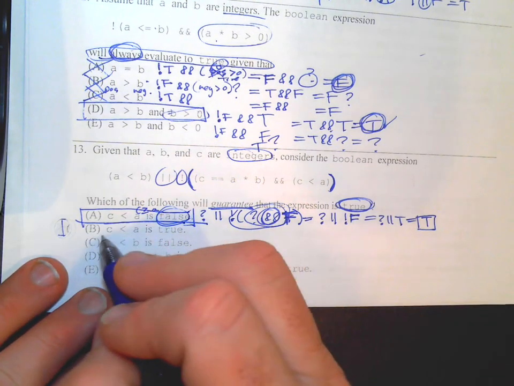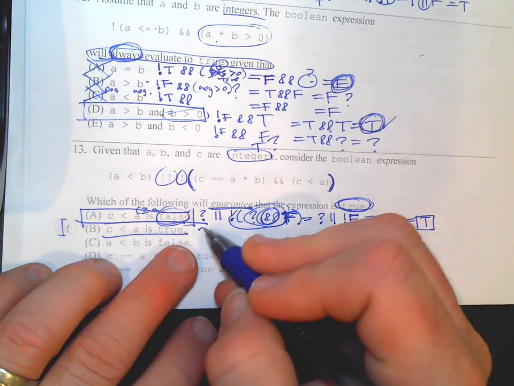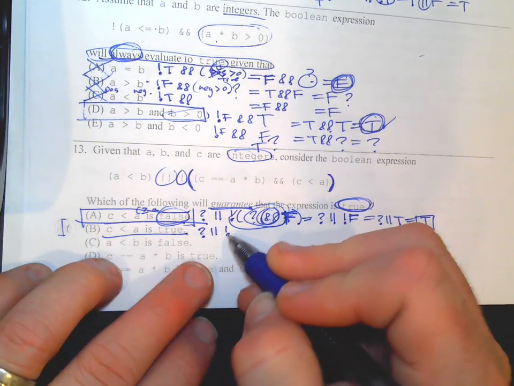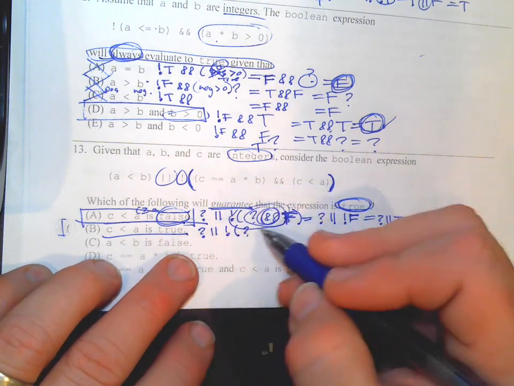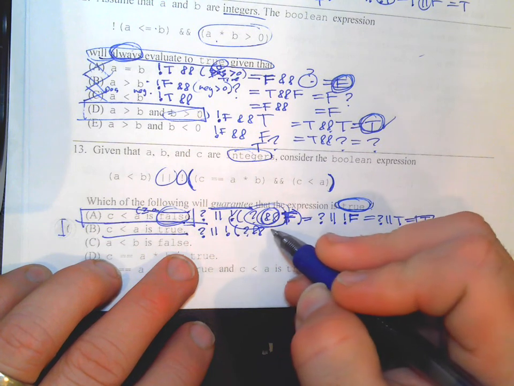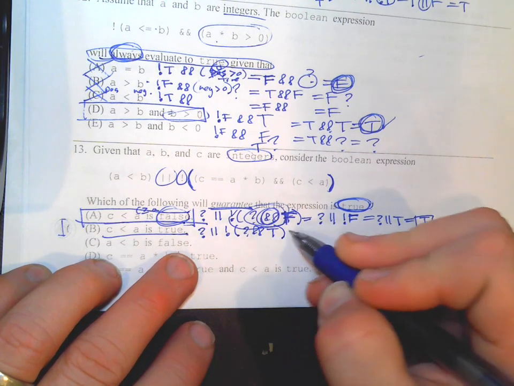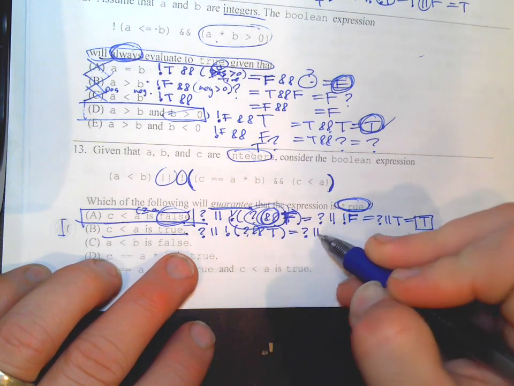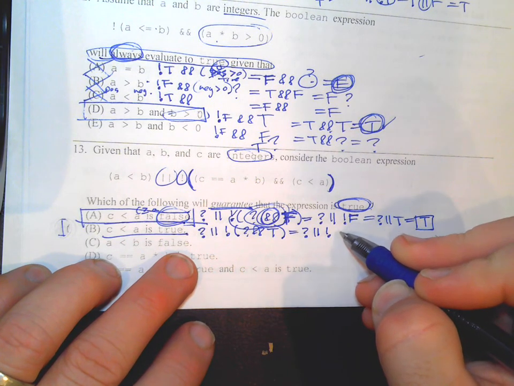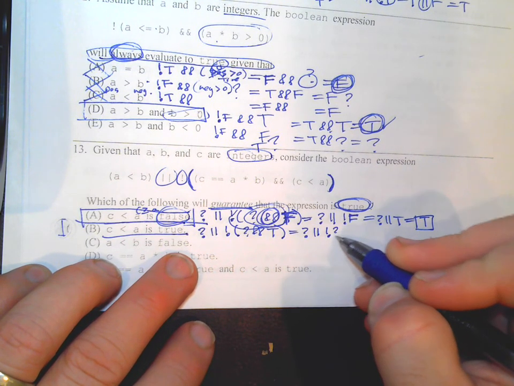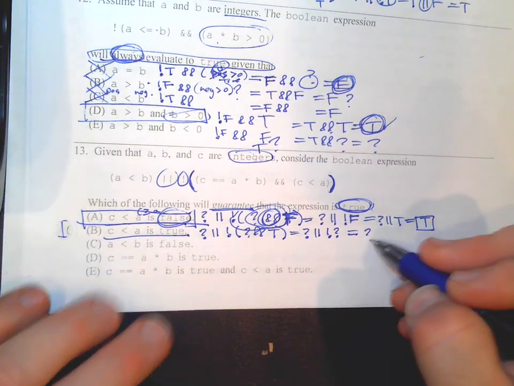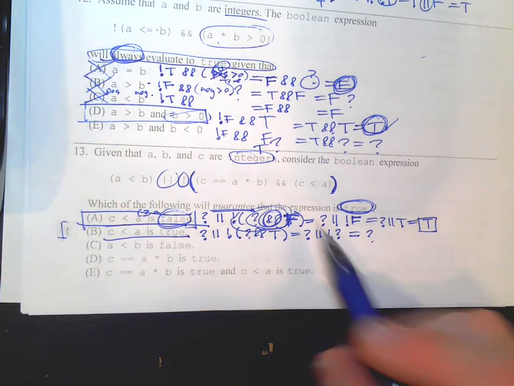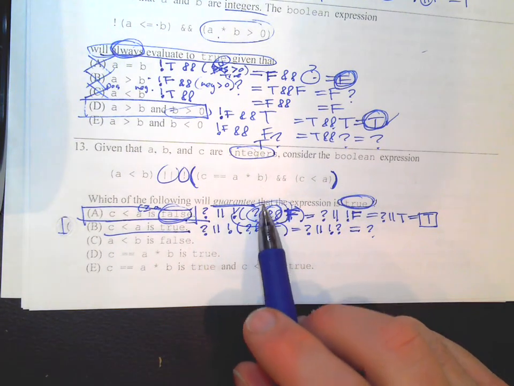This one says that C is less than A is true. Again, I don't know what's happening in the first one. I still don't know what's happening with C is equal to A times B. This is for sure true now. But I'm still in a situation where I don't know what's going to happen here. So I just don't know. We really need information about B.